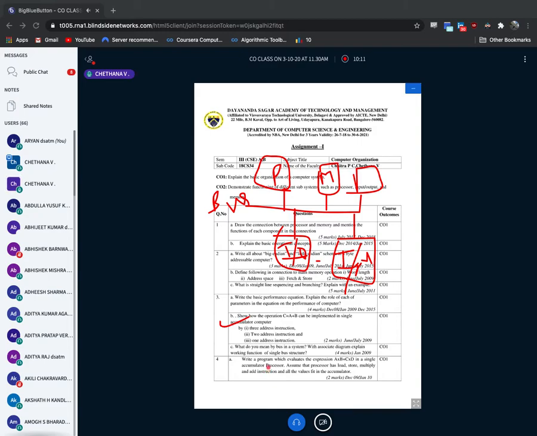3B, I have already given the answer, so there is no need to write it one more time. And 3C, that one also I told you. See, 3B I already told you, right? The answer I have very clearly given.